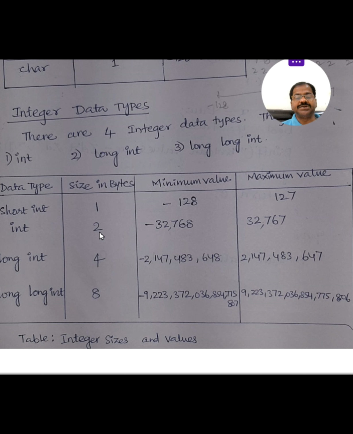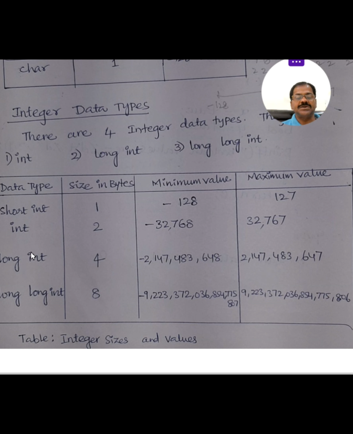For integer, 2 bytes. That means 16 bits, 0 to 15, 2 to the power of 15. Okay, so this is the representation on a number line. Minimum value minus 32,768, maximum 32,767. Similarly, long int size is 4 bytes. Long long int size is 8 bytes. Size, minimum value, maximum value. These are the integer sizes in bytes and values for the integer types.